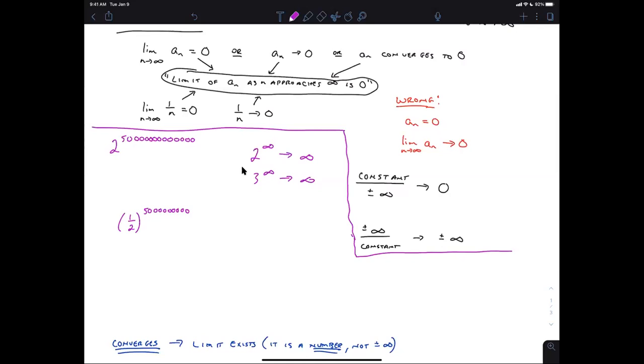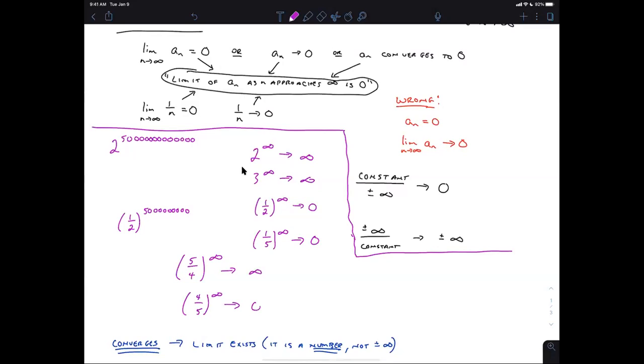Okay, so 1/2 to the infinity goes to 0. What do you think happens if I have 1/5 to the infinity? That's going to go to 0 as well, because it's going to be 1 over infinity. What happens if I have 5 over 4 to the infinity and 4 over 5 to the infinity? These are two different answers. What do you think? The first goes to infinity and the second to 0.